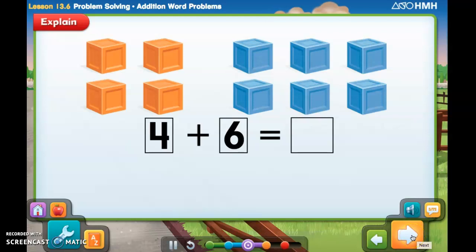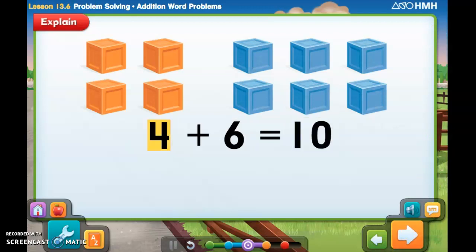So how many blocks are there in all? Great job! There are 10 blocks in all. 4 plus 6 is equal to 10.